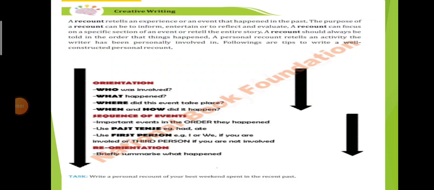Okay, now creative writing is given. So you have to write a personal recount of your best weekend spent in the recent past. So you have to share an experience of yours in which you inform how you spent a weekend at some place in your past that you liked very much. So you have to write it in your own words. So think of any such event from your life.